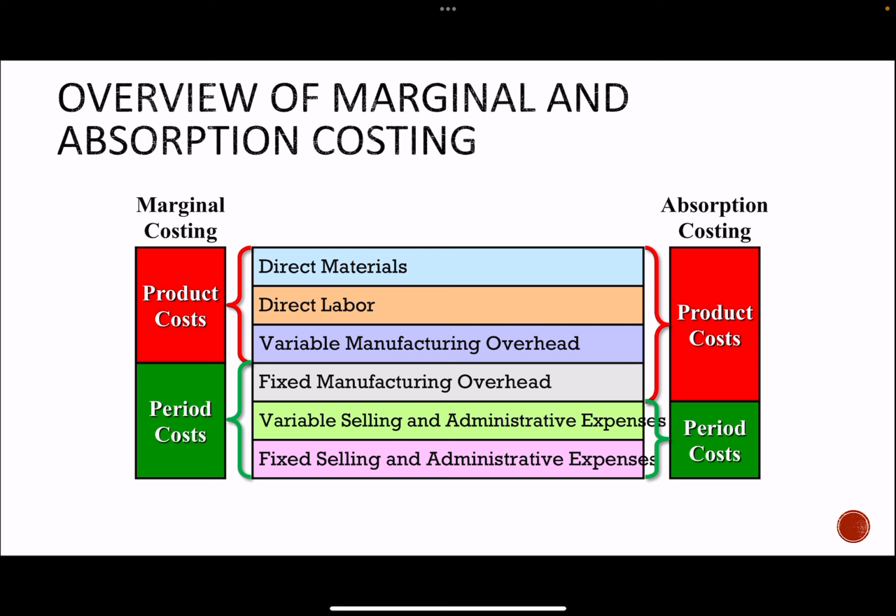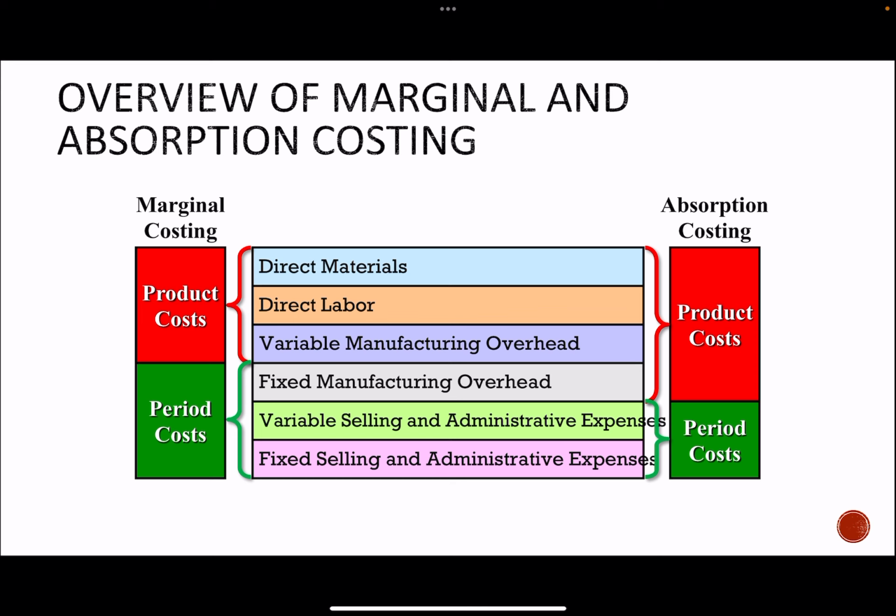The question is when we use absorption costing or full costing. When you do financial reporting, financial statements for external purposes, you must follow the GAAP. You must follow the accounting standards, international accounting standards, which require that the accountant use absorption costing because we assume it's more accurate, more realistic because it absorbs all the manufacturing cost to the product.